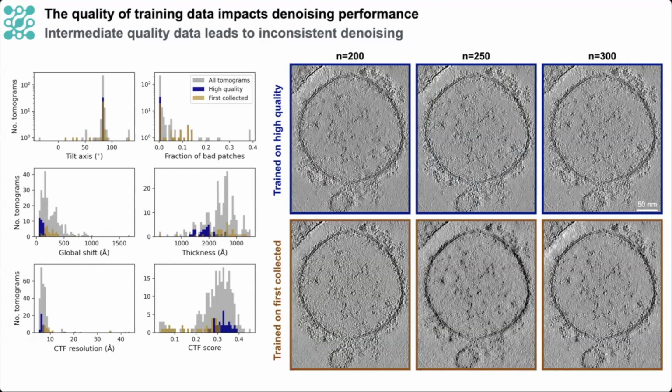But the results are still less consistent than training on high quality tomograms. And we do see some less effective denoising, like in this lower center panel here, for instance, where some of the smaller membrane features are actually blurred into the background. So it seems like some degree of data curation would be useful to maximize consistency across hyperparameter space, but that we don't need to be super stringent during the selection process.